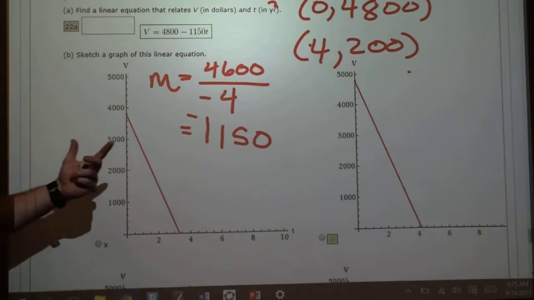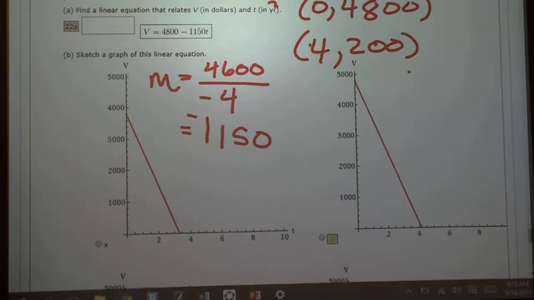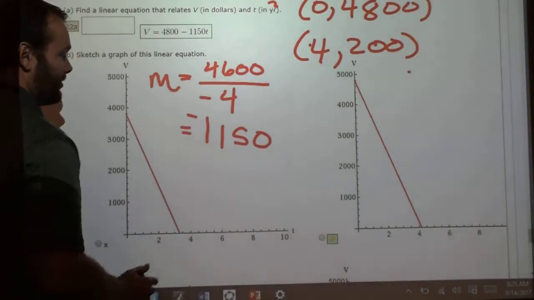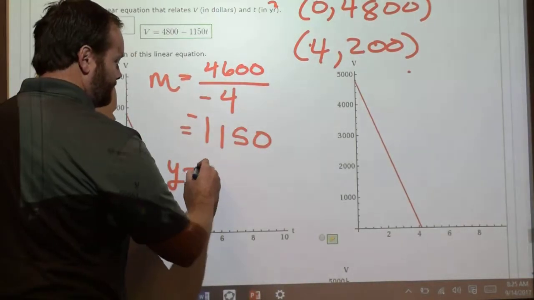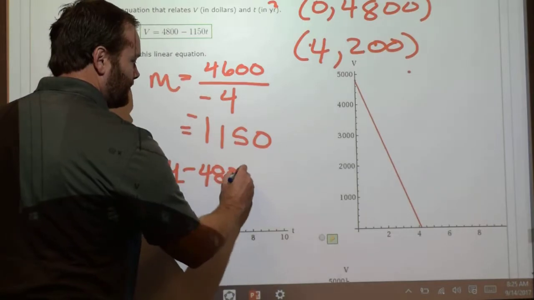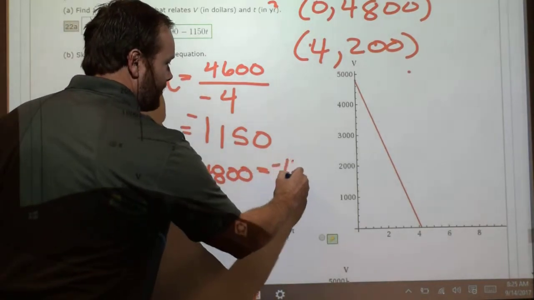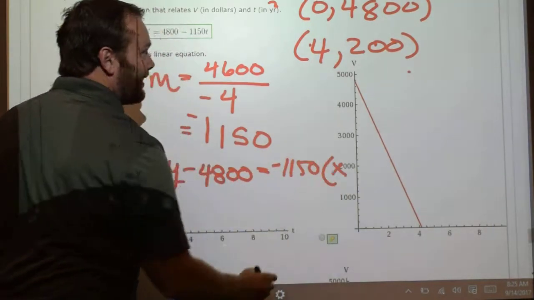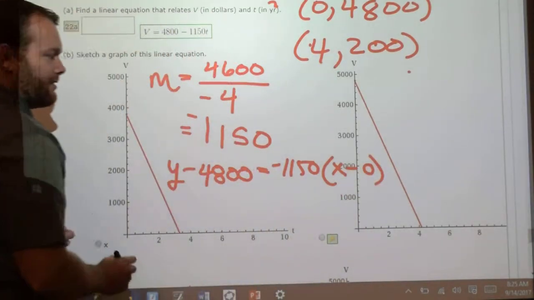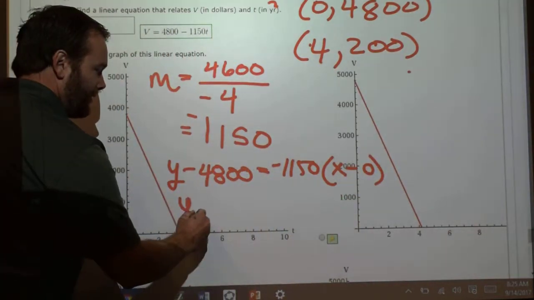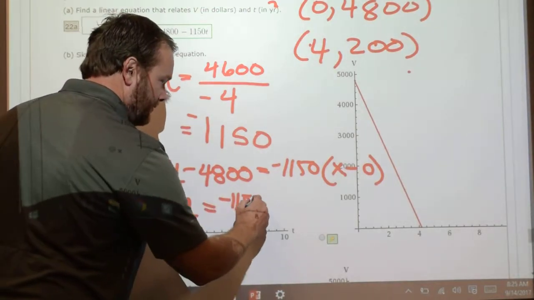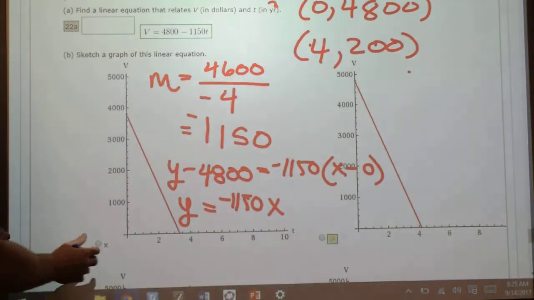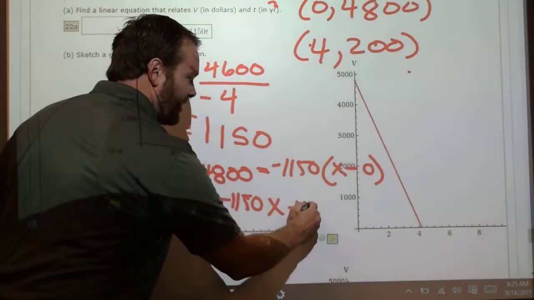The one with the zero. So in y minus y1 equals m times x minus x1, it's going to be real nice with that being 0. So we'll go y minus 4800 equals m times x minus 0. So you get y equals negative 1150 x, and I'll add the 4800 to both sides.